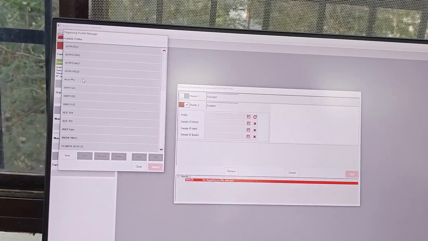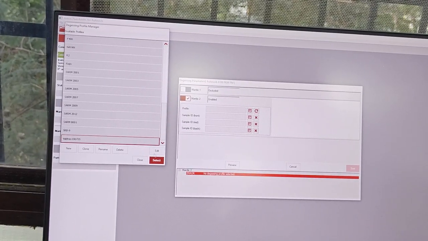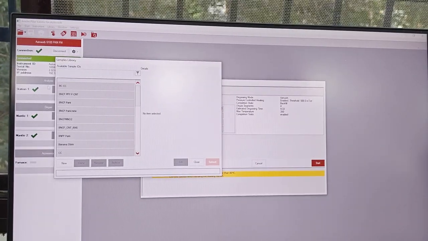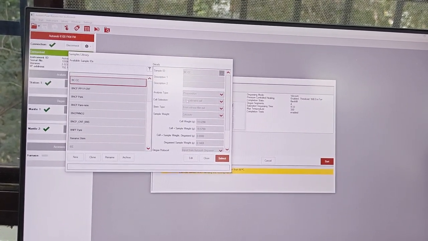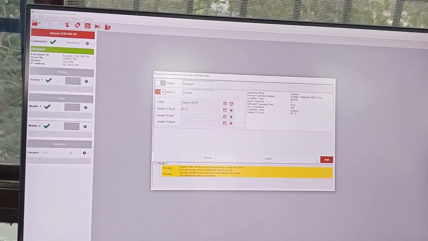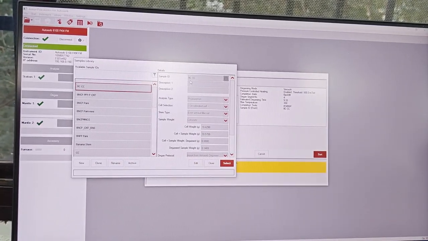It is already existing, so you can give another name also. Now this is the sample ID. Suppose it is boron doped carbon cloth. Now we can select. So maybe it can edit.